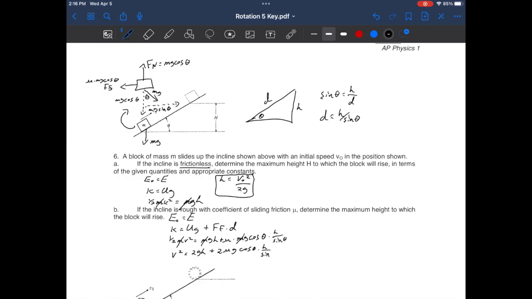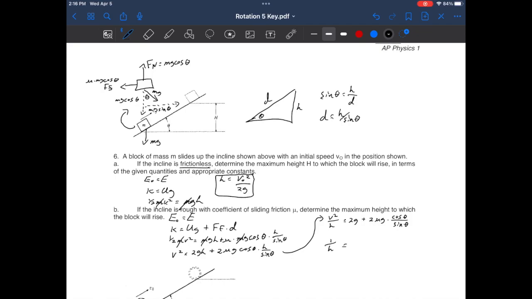Now we're looking to actually get H on one side because we're solving for H. So I'm going to go ahead and divide both sides by H. That's going to move it to the left side, eliminate it from the right side. So we'll have V squared over H is equal to 2G plus 2 coefficient times G times what's essentially left over, cosine of theta over sine of theta. And if you remember, cosine over sine is cotangent. Just to get rid of the fraction, I'm going to use cotangent.